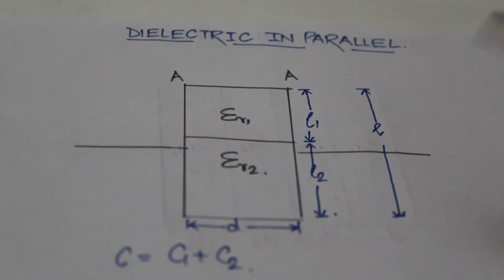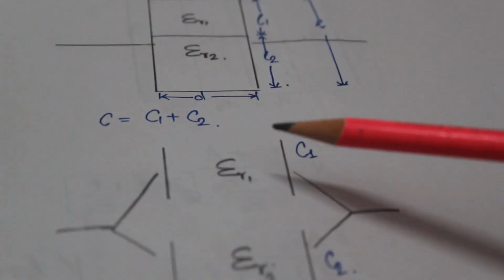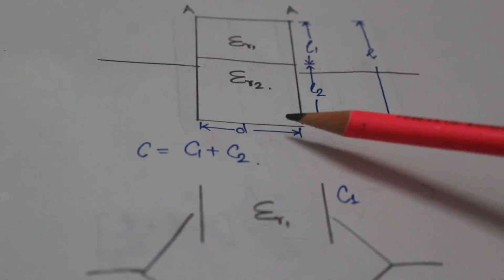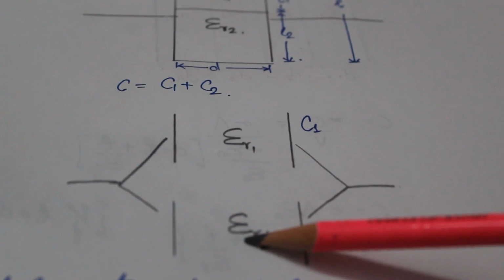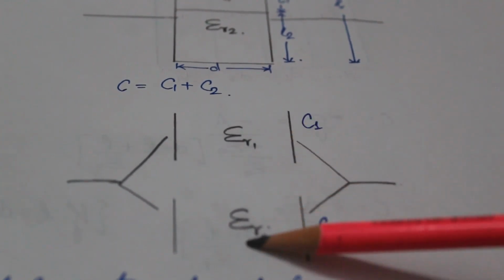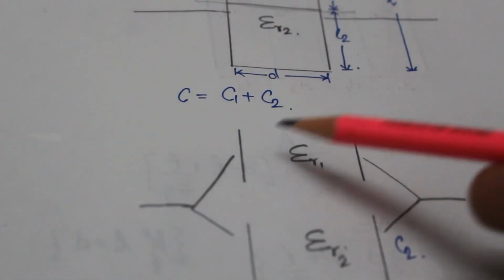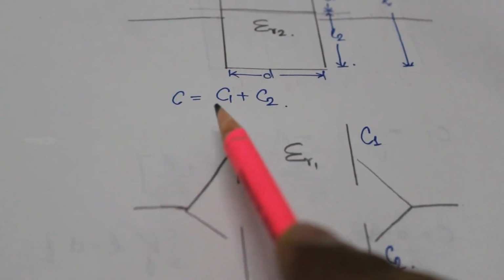What if the dielectrics are filled in this manner? In this case what we'll do is we'll consider it as two parallel plate capacitors which are connected in parallel combination. We'll divide it from here, and then these two will be formed. And we'll find the combination. In parallel combination, net C is given by C1 plus C2.